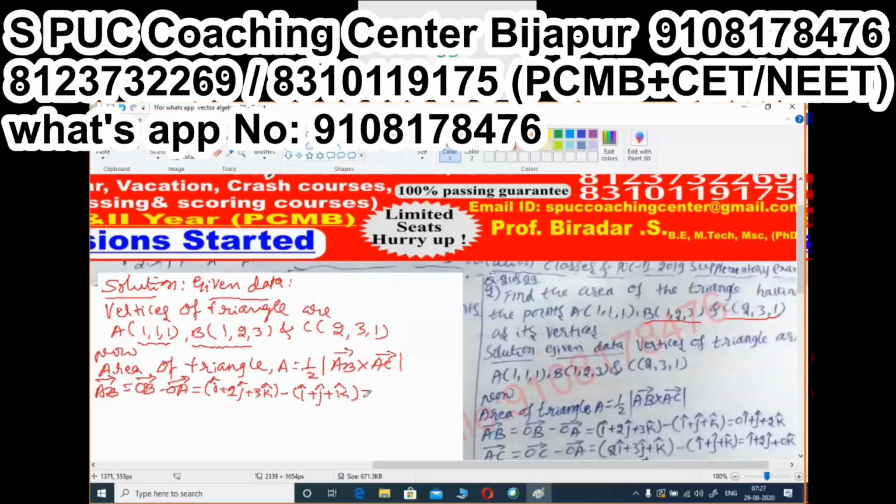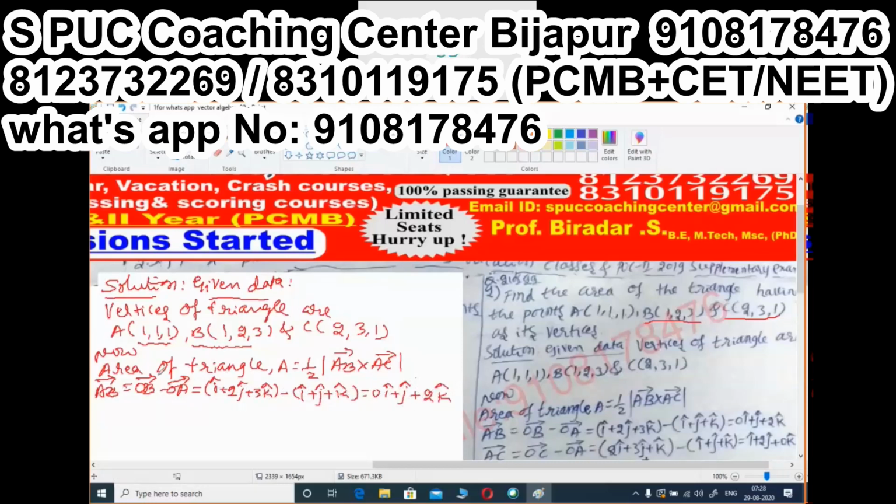So you do the simplification. Ramananda, tell its simplification. I cap minus I cap is going to come out as 0 I cap. Next 2 j cap minus j cap is plus j cap. Next 3 k cap minus k cap comes as plus 2 k cap. So this is your required AB vector.